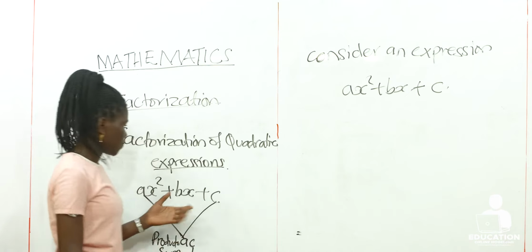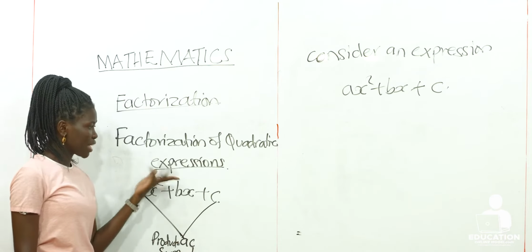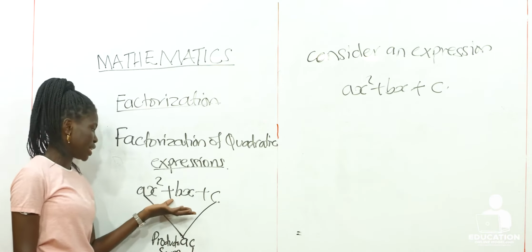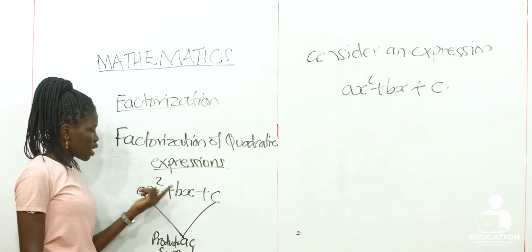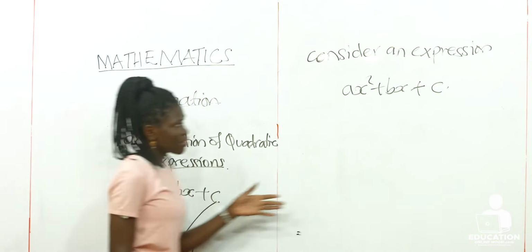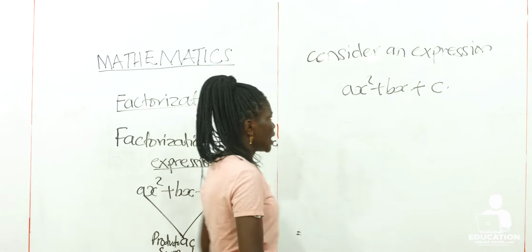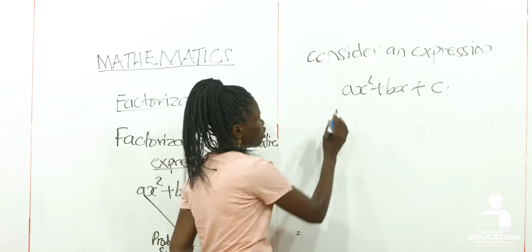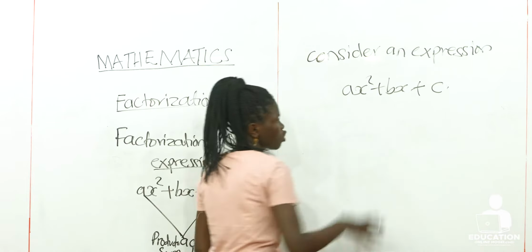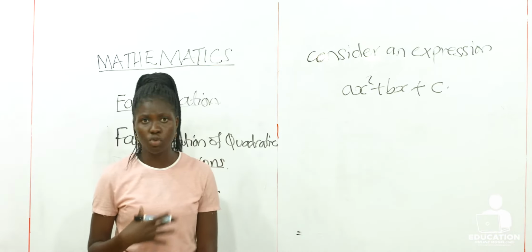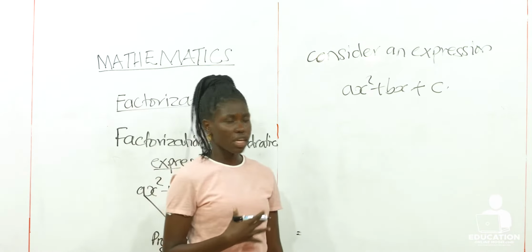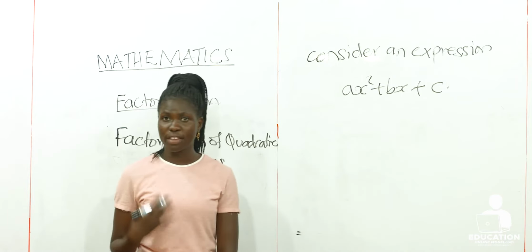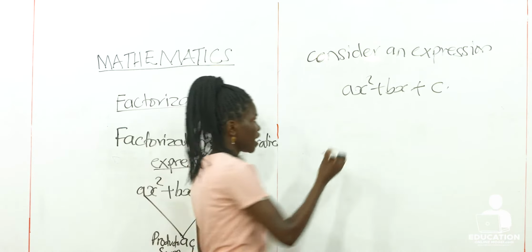Just like I said before, for the case of quadratic expressions, this is how the expression is written. We shall have ax squared plus bx plus c. And in this case, a, b, and c are constants. After knowing that, we need to know certain things that will help us to solve the expression easily. We said we needed to know the sum and the product.